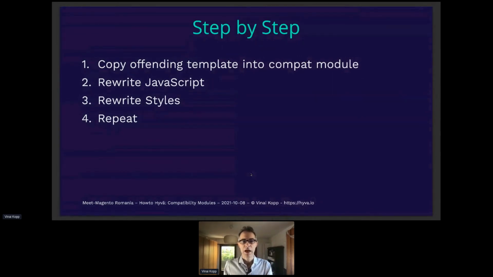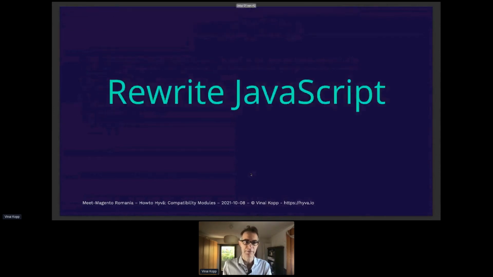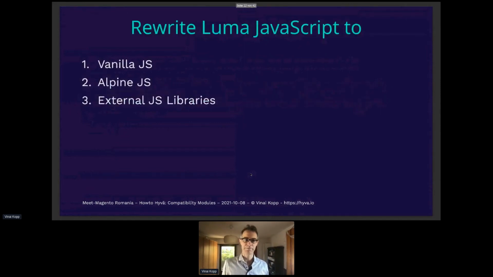So how does this look? Let's look at rewriting JavaScript and rewriting styles in a little more detail. Now, there are many different ways how JavaScript is applied in Luma. So basically what it always boils down to is we want to take that functionality that was written for Luma using the whole Magento JavaScript stack and recreate that functionality using vanilla JavaScript or Alpine.js. And there also is the case of external JavaScript libraries, and I'll talk a bit more about that soon too.